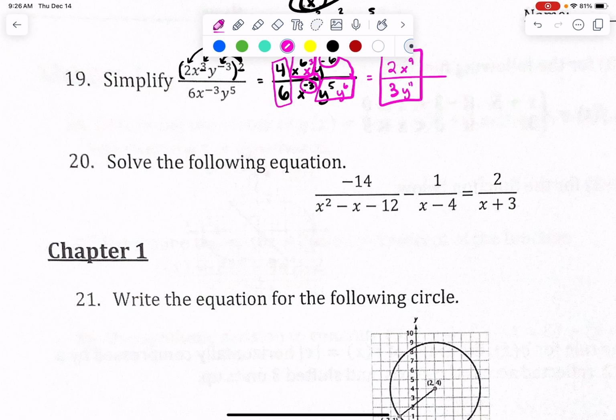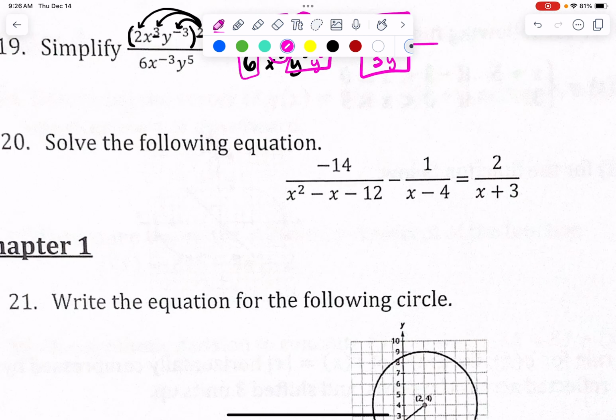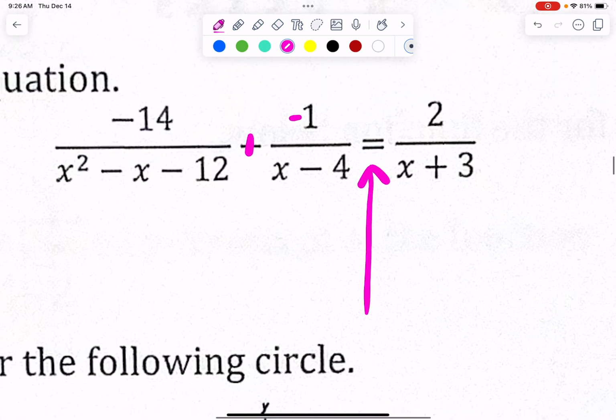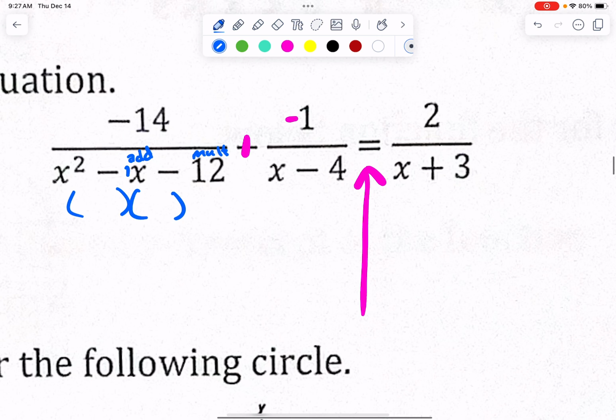Let's do 20. Solve the following equation. All right, here's my equal sign. I'm going to keep track of where that's at, and then I'm subtracting. First thing I do is plus minus, I distribute it to the top. We need to find a common denominator because we are adding and subtracting. So the first thing I'm going to do is, this is a trinomial. If I break it down, I want to multiply to get negative 12, but when I add them, give me negative 1. So I'm going to say x minus 4 and x plus 3.